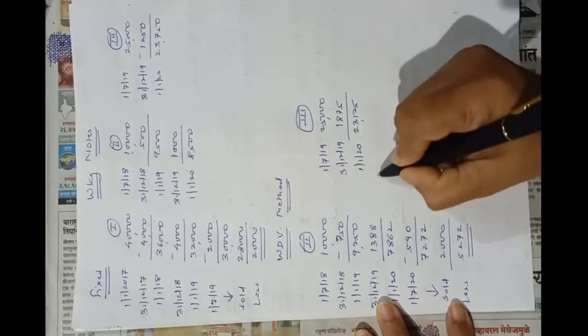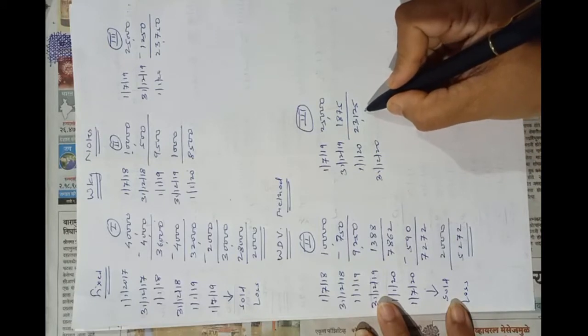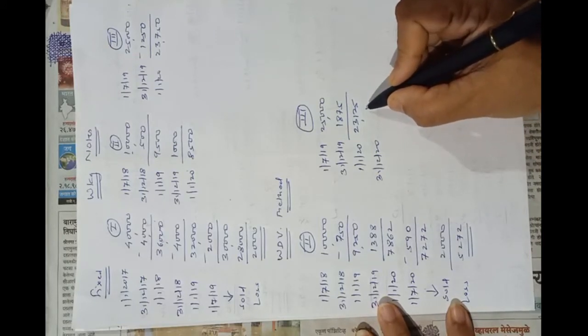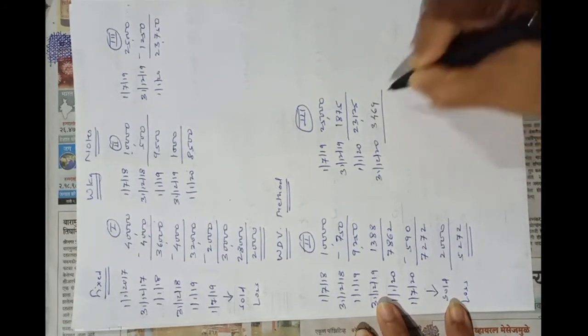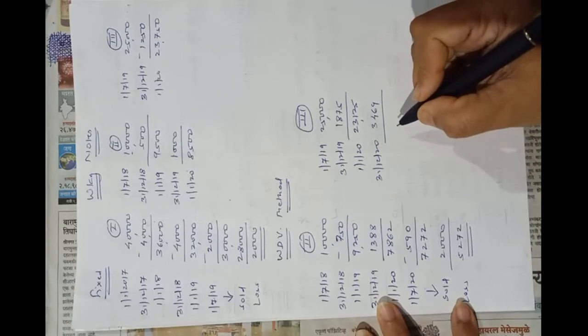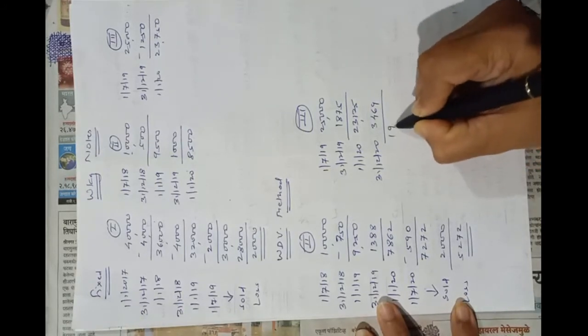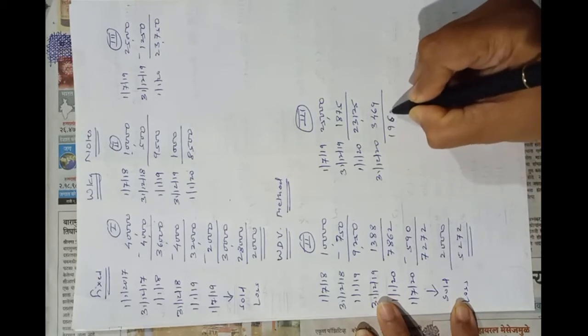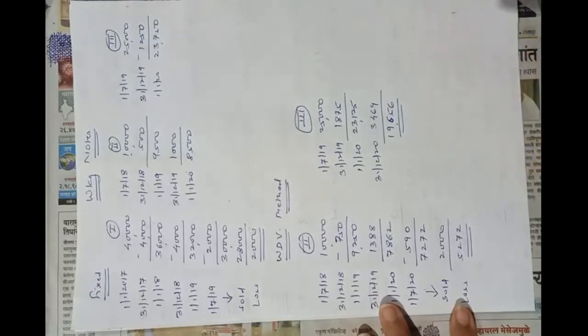23,125, and on 31st December 20 we have to charge depreciation at 15% per annum on 23,125, which is 3469. You have to use calculator, it is allowed. So written down value is 19,656. This is the written down value of this machinery.